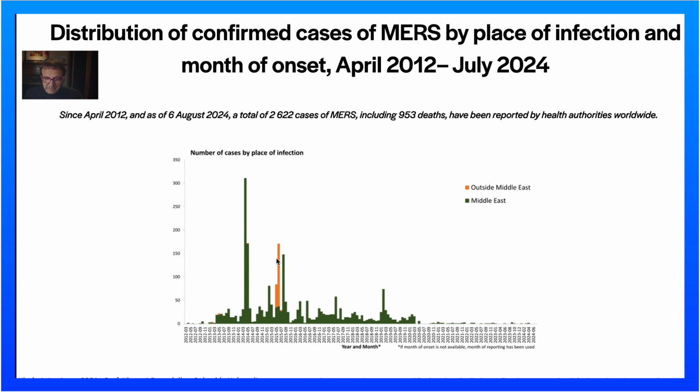But outside of the Middle East, mainly in 2015, there was a big outbreak in South Korea. An infected traveler from the Middle East went to South Korea. He got sick and was admitted to a hospital. They didn't know what he had. They didn't do any infection control. And so he infected a lot of other people in the hospital until they realized what it was.